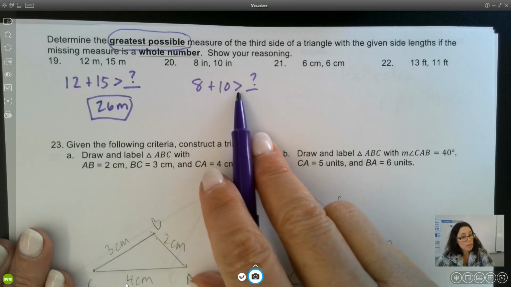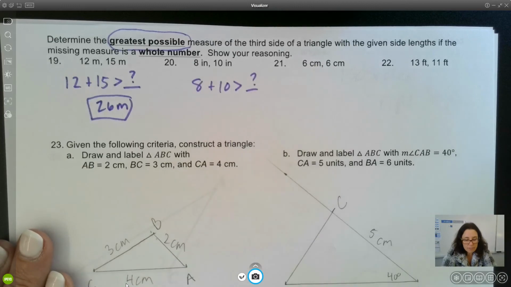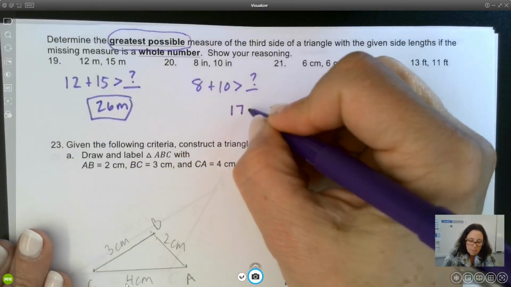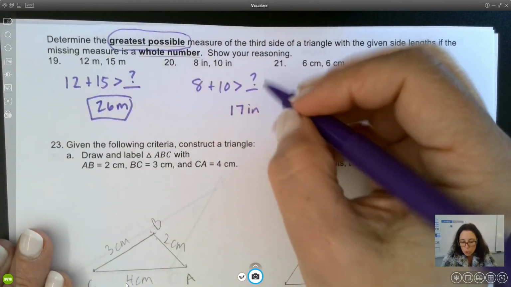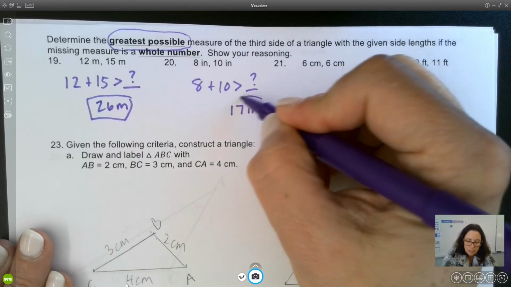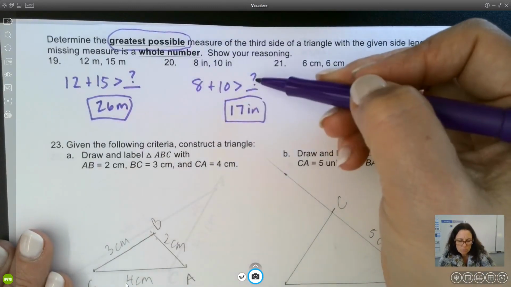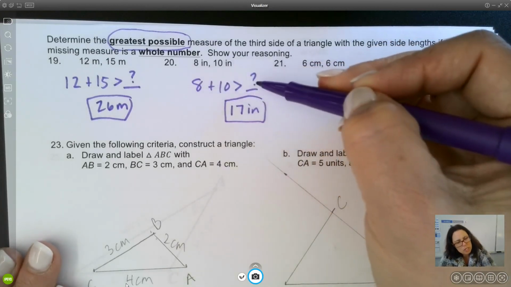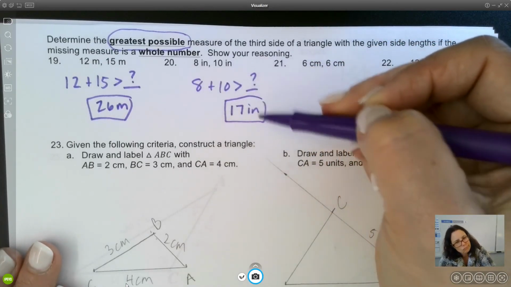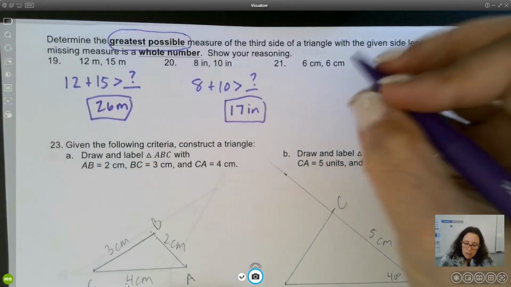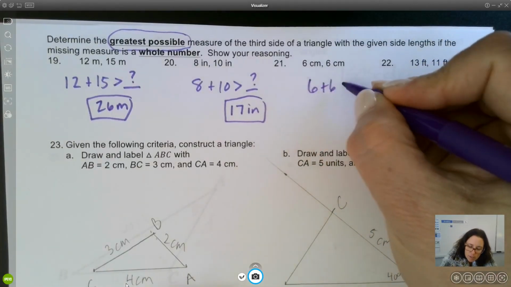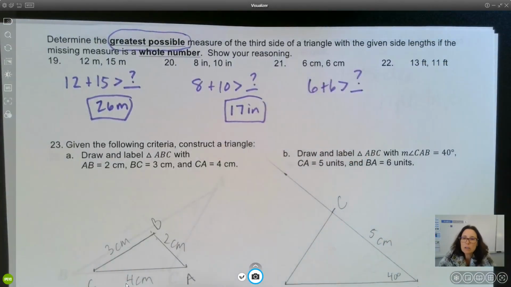18 is greater than 17. It's greater than a lot of numbers. It's greater than 2, it's greater than 5. Okay, but the biggest number we could put in there is 17. We couldn't put 20 in here. 18 is not bigger than 20. 17 is the biggest. Okay, this guy, 6 plus 6 is greater than question mark.